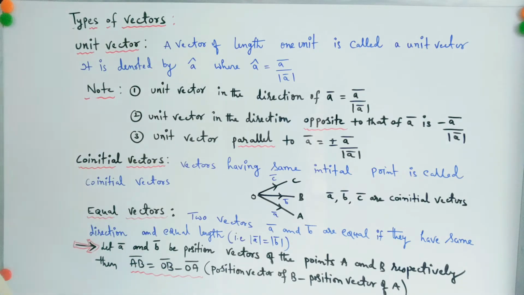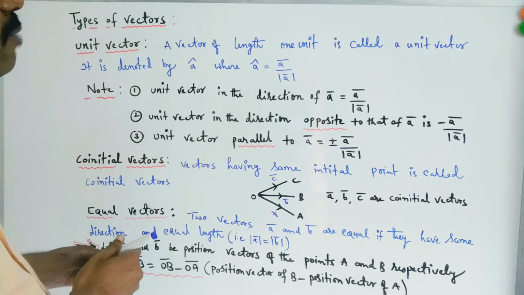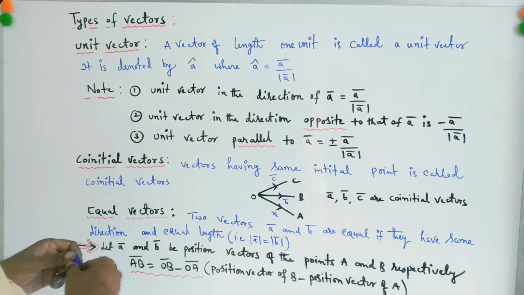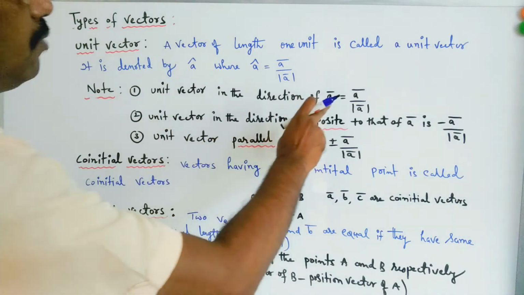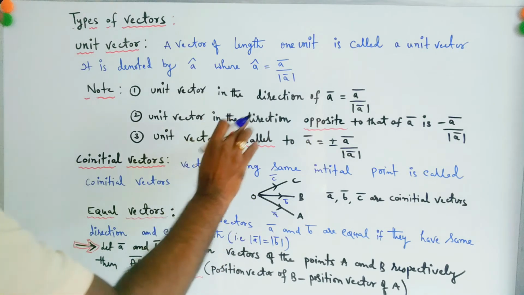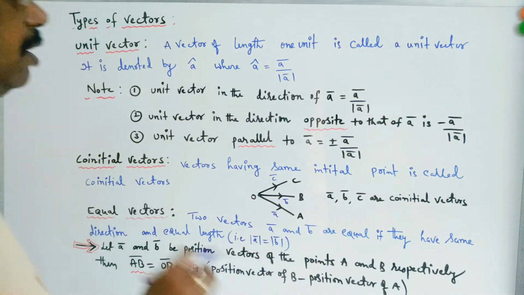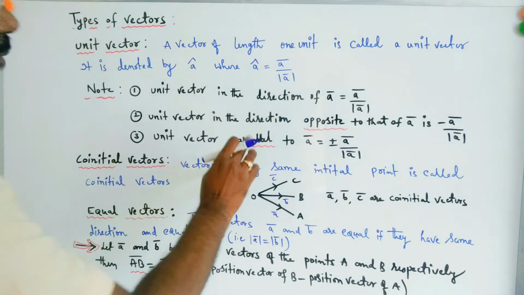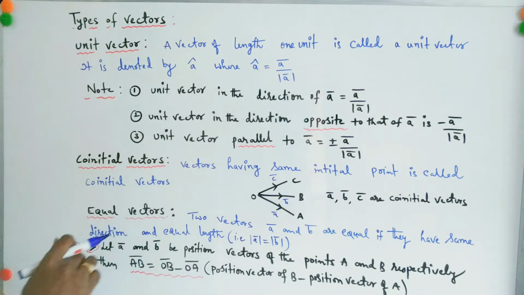Next one, unit vector. A vector of length 1 unit is called a unit vector. It is denoted by a cap, where a cap is equal to a bar by mod a bar. Note: the unit vector in the direction of a bar is a bar by mod a bar. The unit vector in the direction opposite to a bar is minus a bar by mod a bar. The unit vector parallel to a bar is plus or minus a bar by mod a bar.